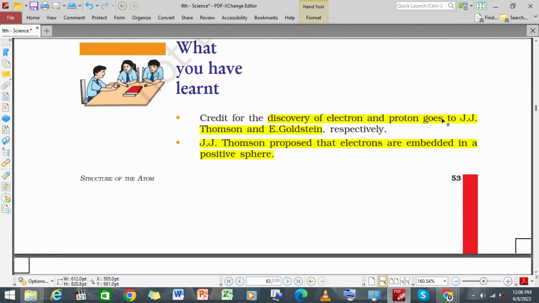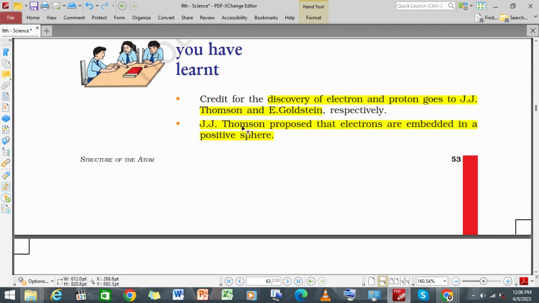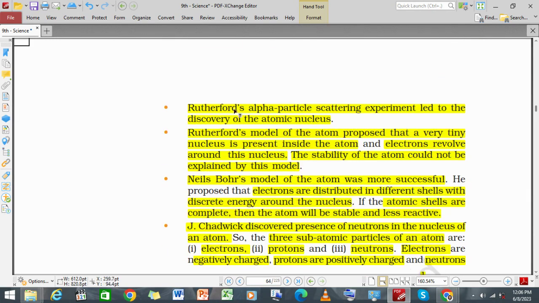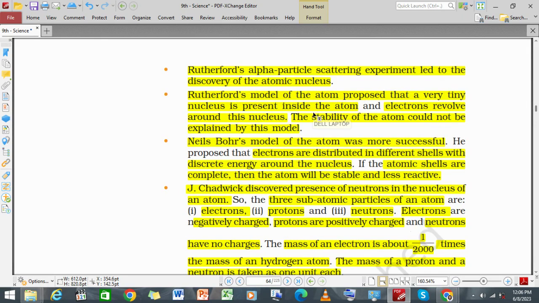Discovery of electron and proton goes to J.J. Thomson and C. Goldstein, respectively. Thomson found out about the electron, Goldstein found out about the proton. Thomson proposed the electrons are embedded in a positive sphere, like a watermelon, but it was wrong. Rutherford used alpha particles, helium doubly charged alpha particles, and it gave us the formation of empty space between the nuclei.